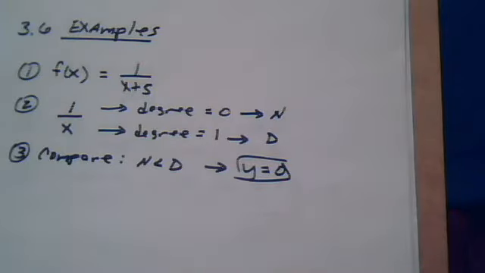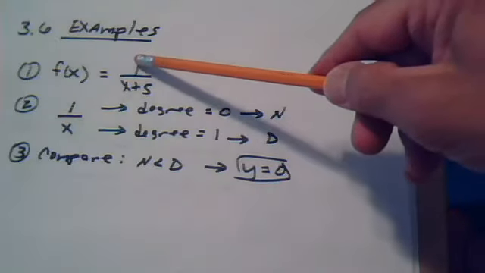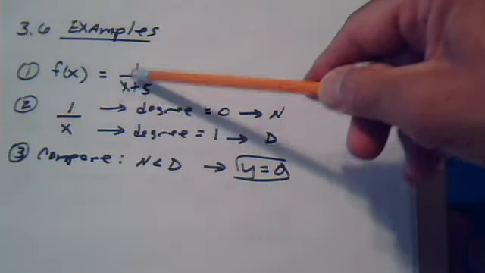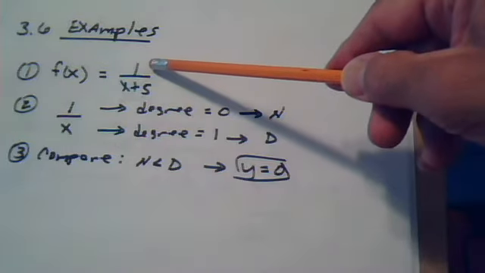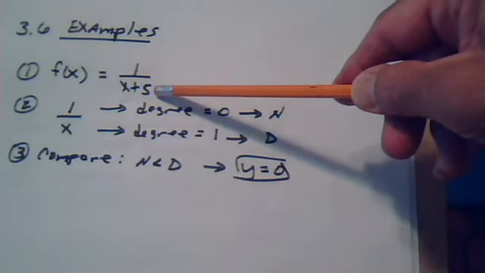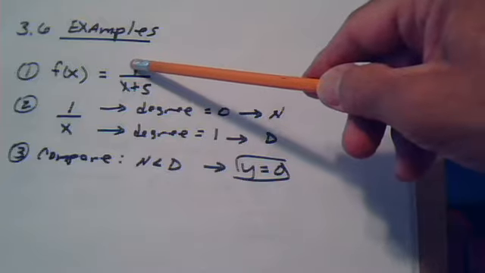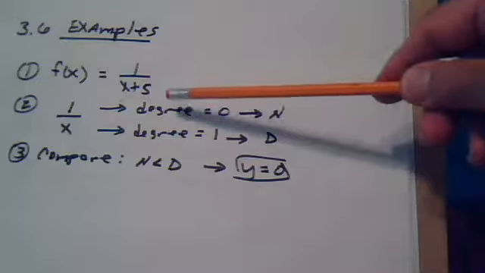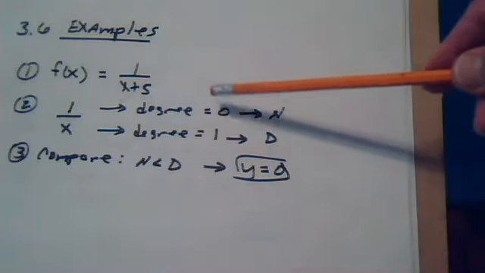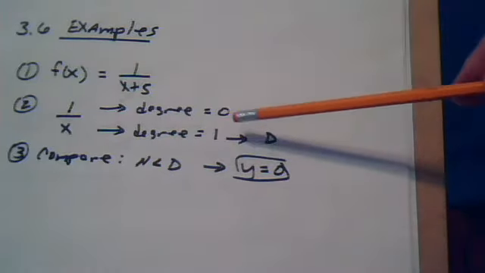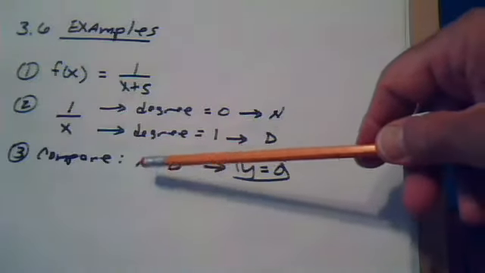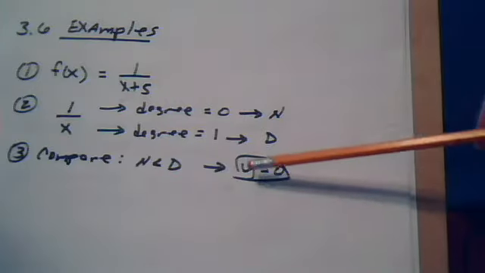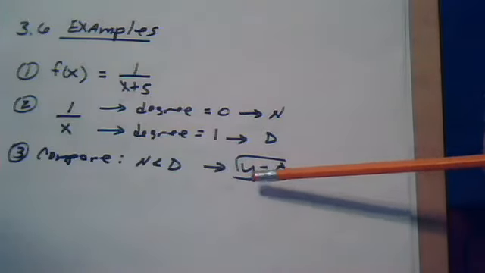Here's an example. This is the top polynomial, the numerator polynomial, and this is the bottom polynomial, the denominator polynomial. Take the leading terms: 1 is the leading term for the numerator, x is the leading term for the denominator. The degree of the numerator is 0, the degree of the denominator is 1. Compare them. The numerator degree is less than the denominator degree, so our horizontal asymptote is y = 0.